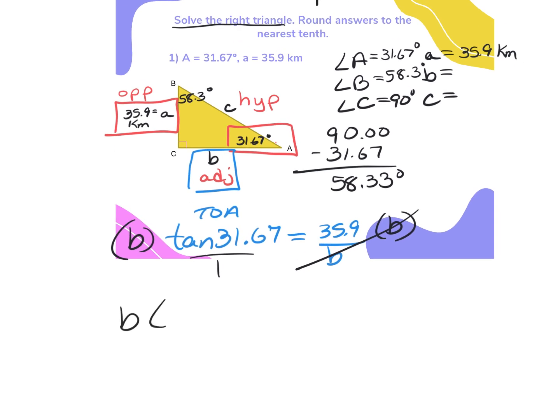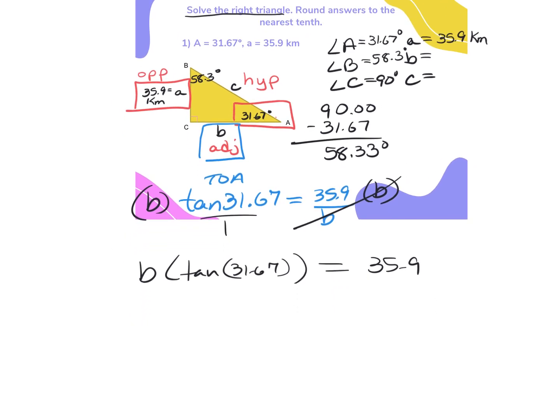So now I have b times the tangent of 31.67 equals 35.9. Because the side I'm looking for is the adjacent, and the given was opposite. So that's going to be the TOA, opposite and adjacent. You have to look at the sides. So now I'm going to divide both sides by tangent of 31.67. On your calculator, you're going to do 35.9 divided by the tangent of 31.67.